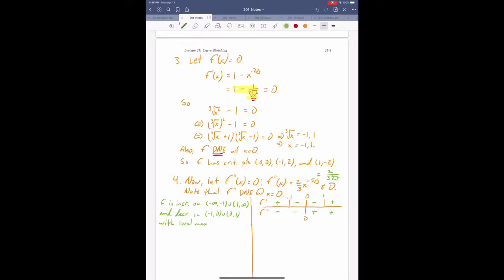Local maximum is going to be f of negative 1 equals 2, and local minimum, f of 1 equals negative 2. Remember, maxes and mins are y values, so we have to write them as such. Okay?